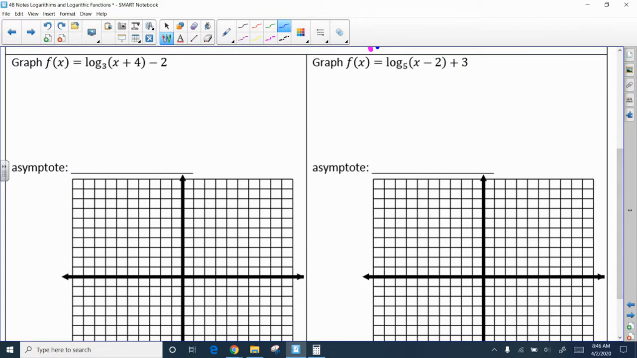All right, so that means anytime we're graphing with transformation, we start with the parent function. Parent function would just be log base 3 of x. So it wouldn't have the plus 4 or the minus 2. f of x equals log base 3 of x would be our parent function.